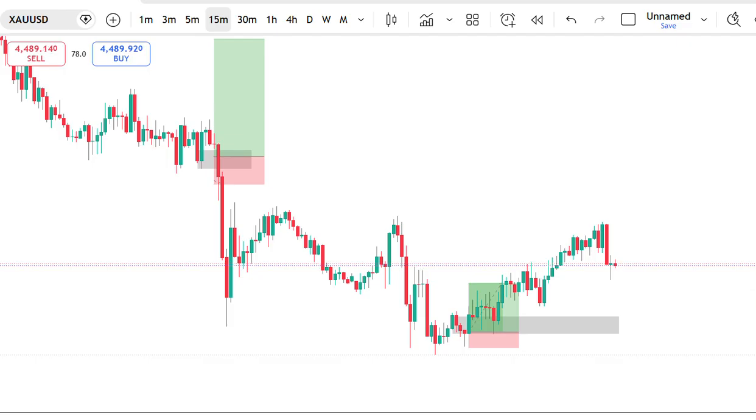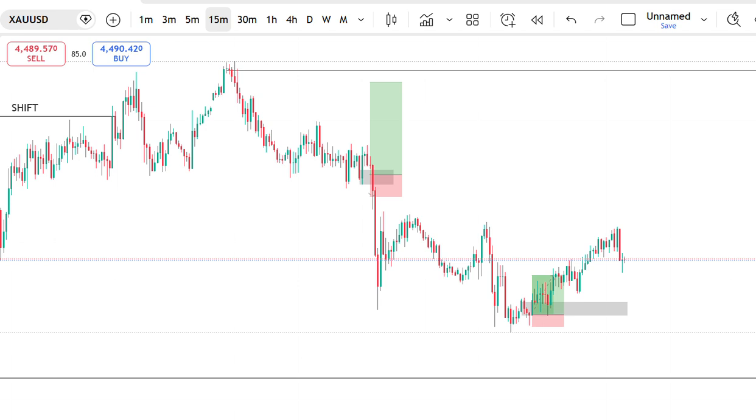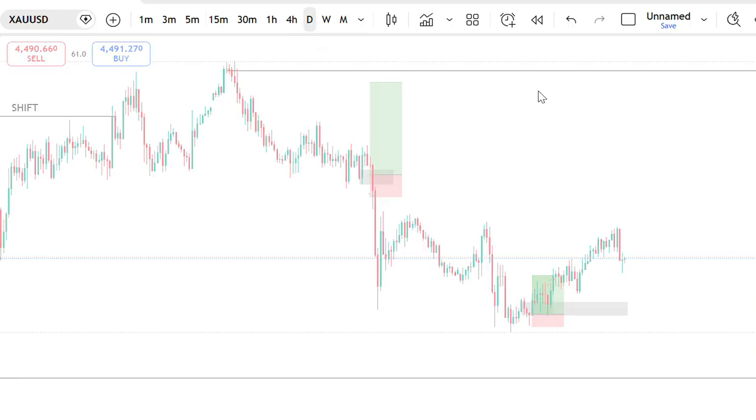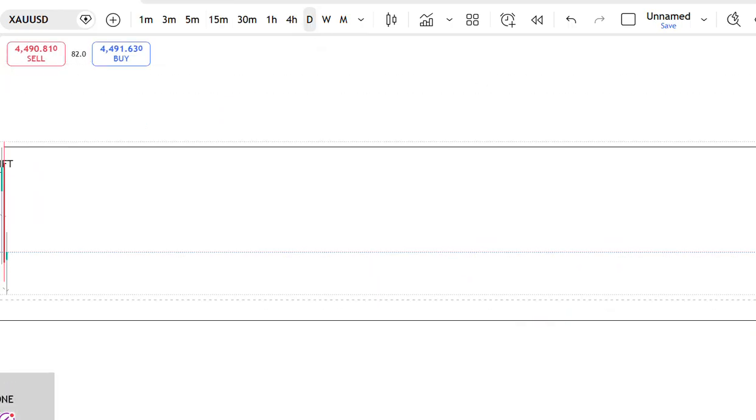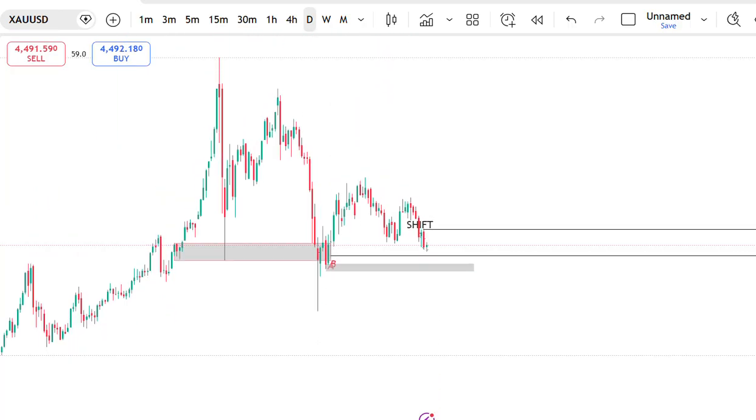Kwa hiyo na nitaenda kupita trade moja moja kati ya hizi nilizochukua kwa kutoa sababu by giving a reason. As you see here, it is 15 minutes. Now let me take you to daily time frame so that you can see the overall trade, how it was, the overall chart, how it was. So this is the daily time frame.